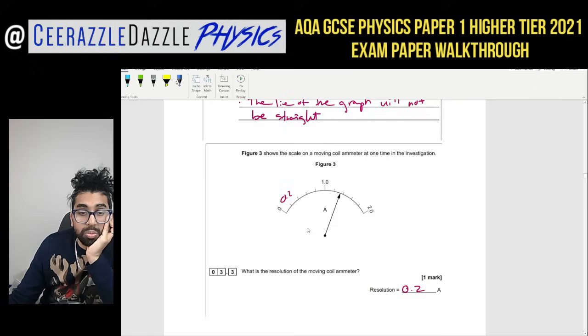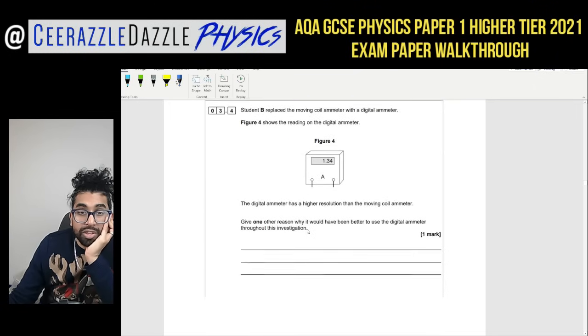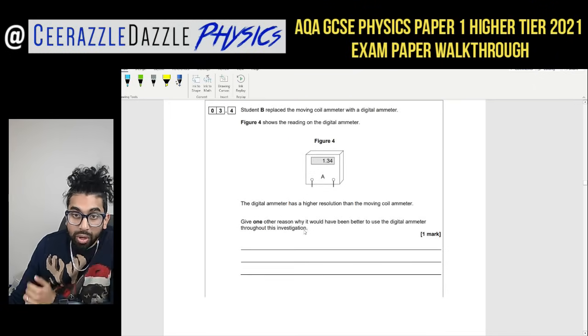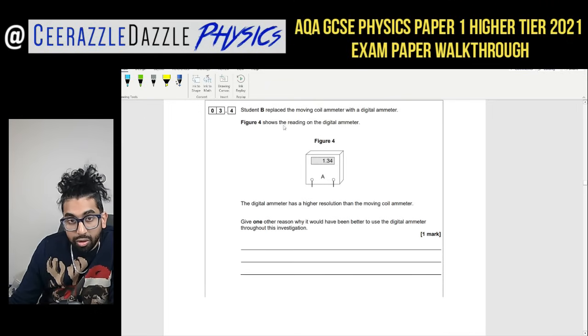Okay, so next one is going to be this. Student B replaced the moving coil ammeter with a digital ammeter. Figure 4 shows the reading on the digital ammeter. The digital ammeter has a higher resolution than the moving coil ammeter. Give one other reason why it would have been better to use the digital ammeter throughout this investigation.